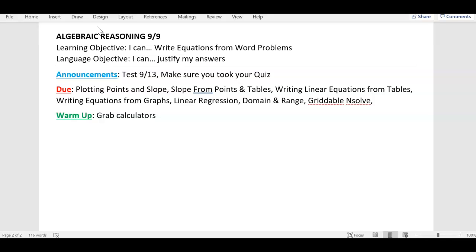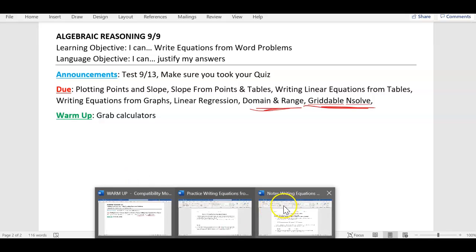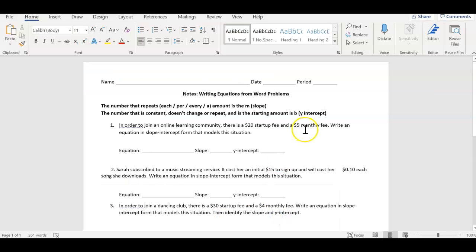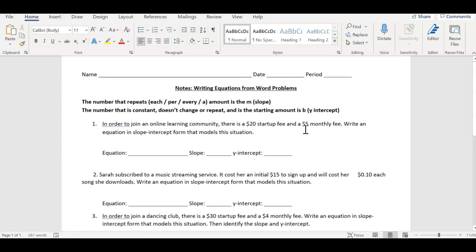So yesterday we did the griddable and solve. So make sure you've done the griddable and solve, and domain and range from Tuesday. Those are the two from this week. Okay. But today the notes are writing equations from word problems.